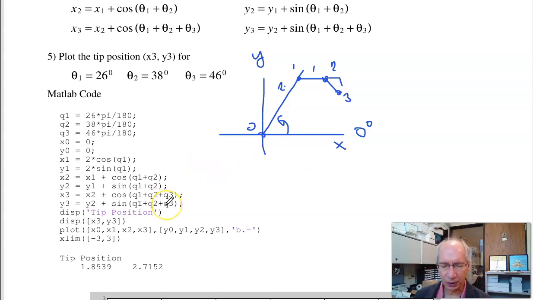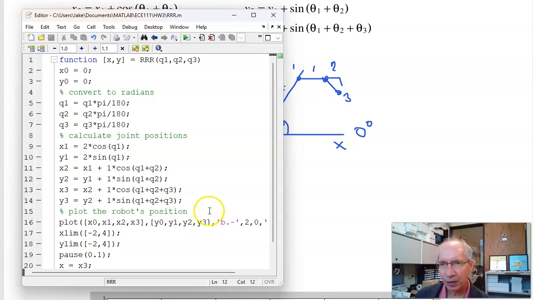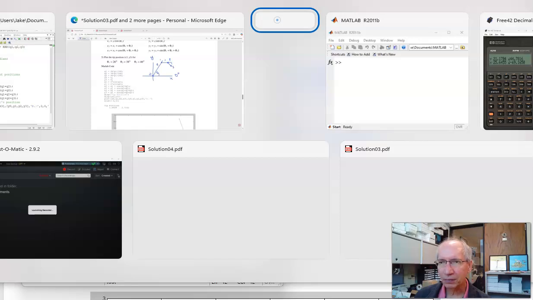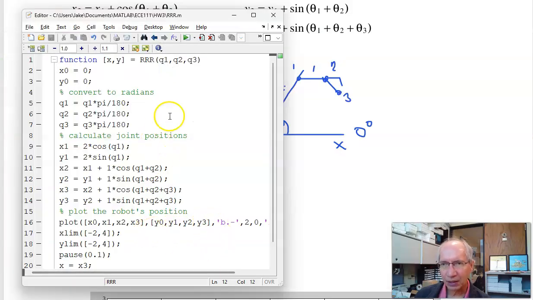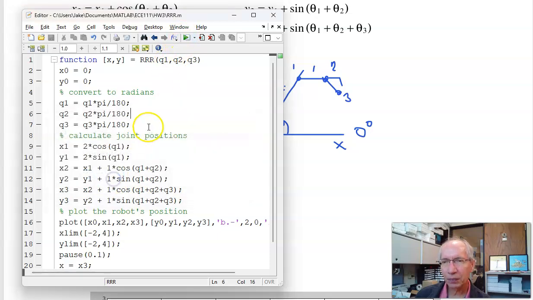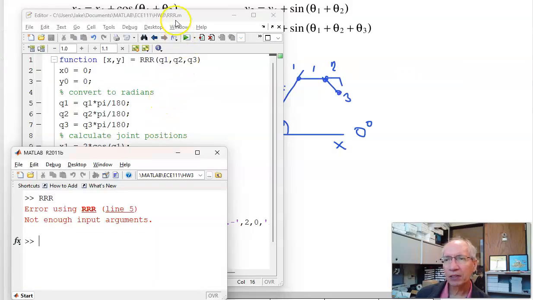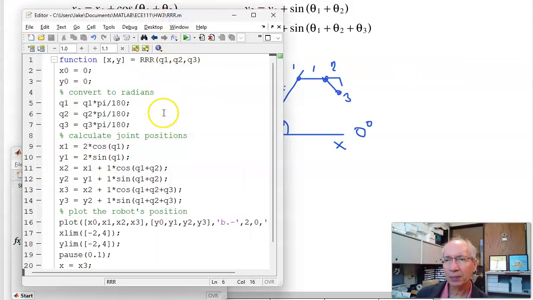So this is one way to do it. I can also create a function in Matlab. So here's the function called RRR. I pass it the 3 angles, it converts to radians, calculates the positions, and then plots it. If I try to run this, I'll get an error message. What I really did is I just changed the path. When I save this, I have to save it as rrr.m.